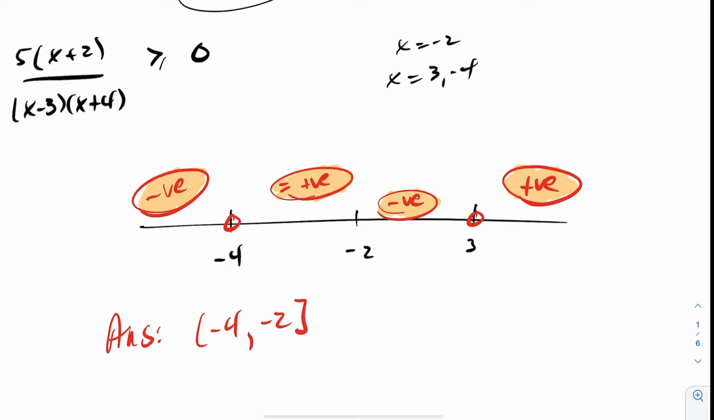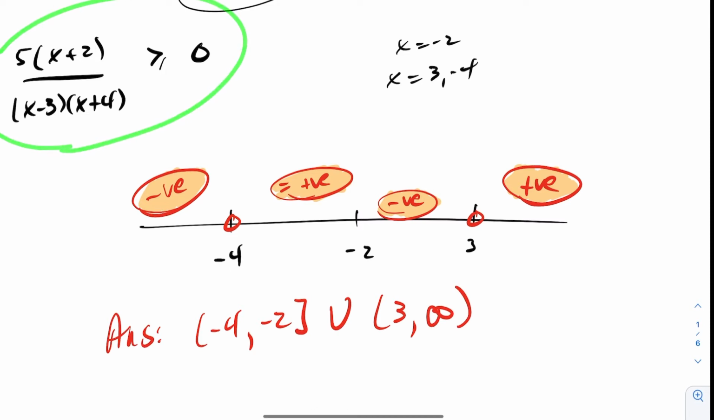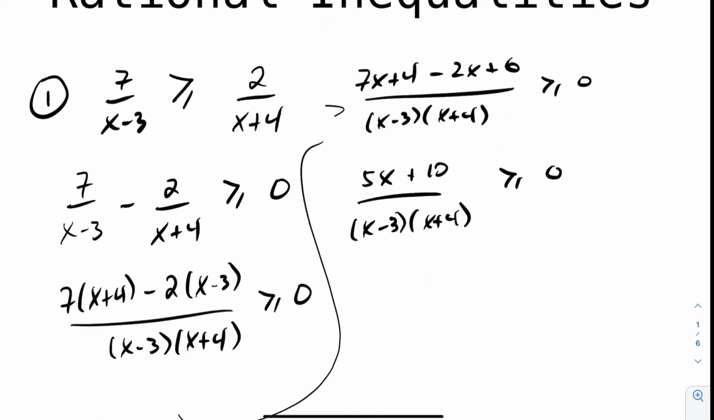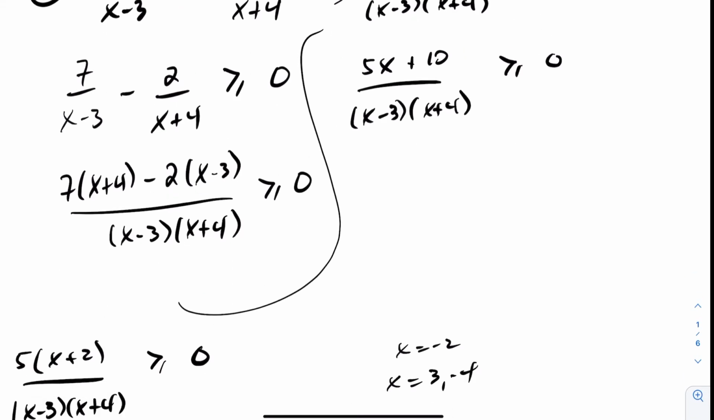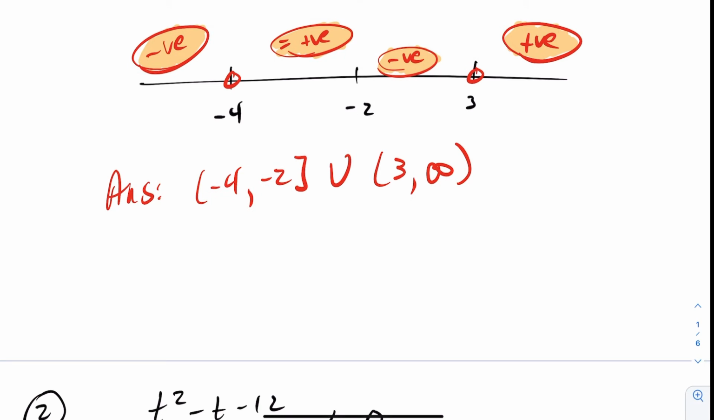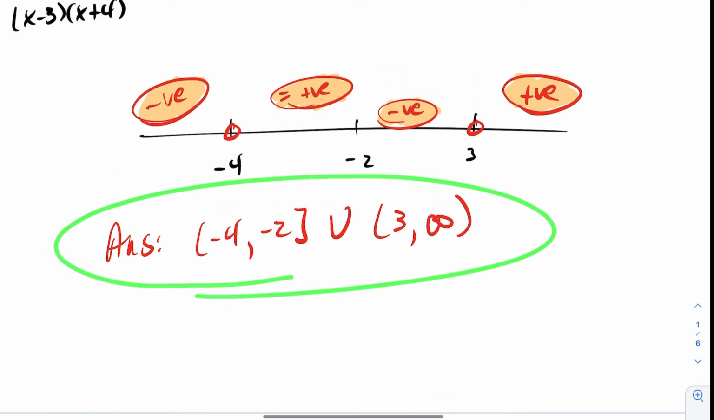And again, I'm going to put a square bracket on the -2 because at -2, the rational function is 0, and we want to include 0 in our inequality. Union, we're going to go from 3, again, open bracket on that 3 because the rational function is undefined at 3 until we approach infinity. And to remind you again, solving this rational inequality is equivalent to solving the original one. So therefore 7 over x minus 3 is greater than or equal to 2 over x plus 4, provided we choose values of x within this interval.